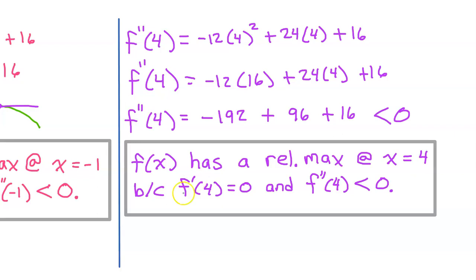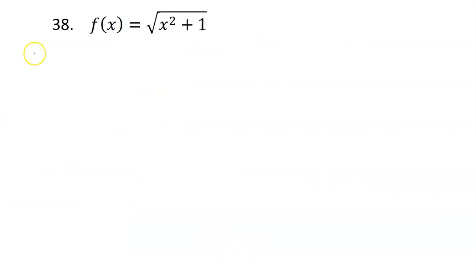So one more time, the thought process behind this is the fact that f prime at 4 is equal to 0 tells us that we have a horizontal tangent line at 4. The fact that f double prime is negative tells us that the function is concave down, so that makes it a max.